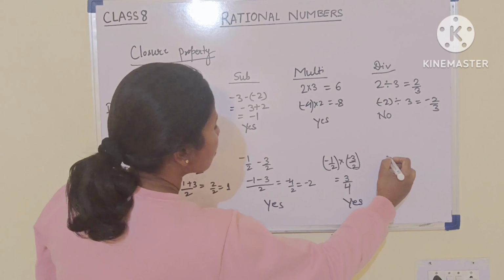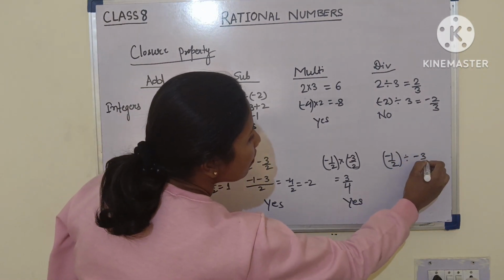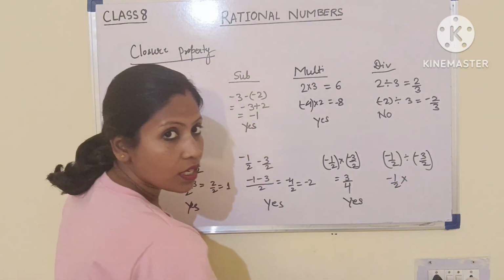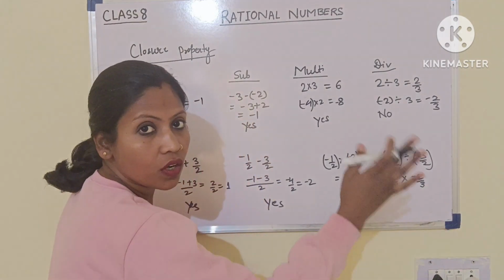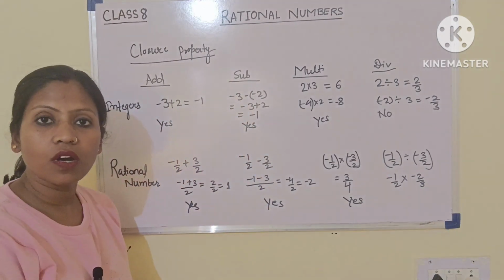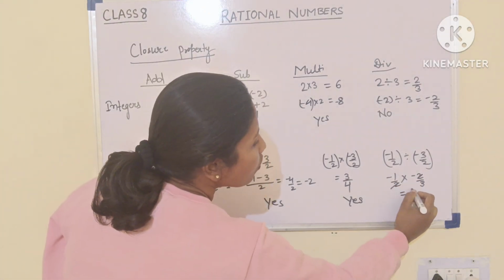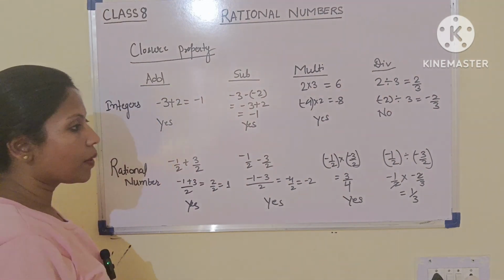Now do the division. So minus 1 by 2 divided by minus 3 by 2. Okay. So minus 1 by 2 into, in division what do we take? We take the reciprocal. We make the numerator the denominator, and the denominator the numerator. So 2 and 2 will be simplified. It will give you 1 by 3. So this is also a rational number.